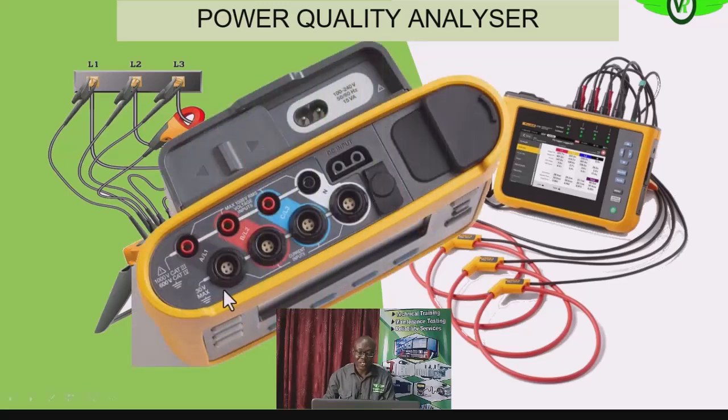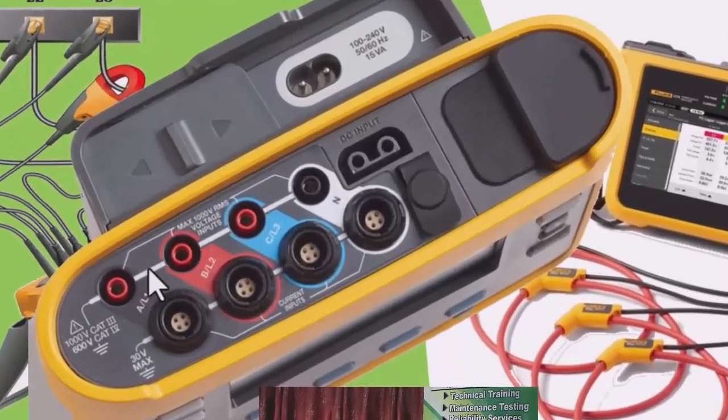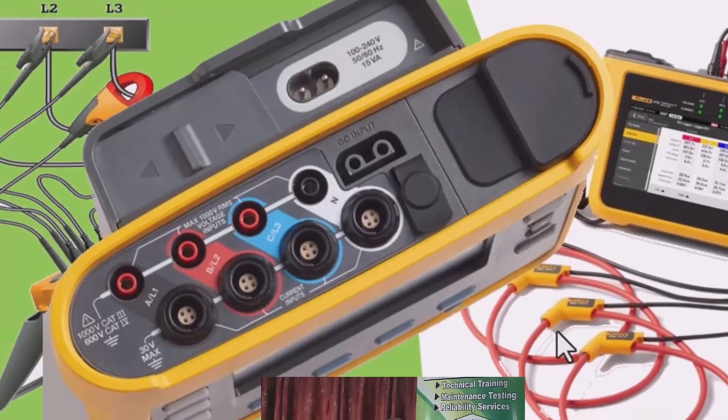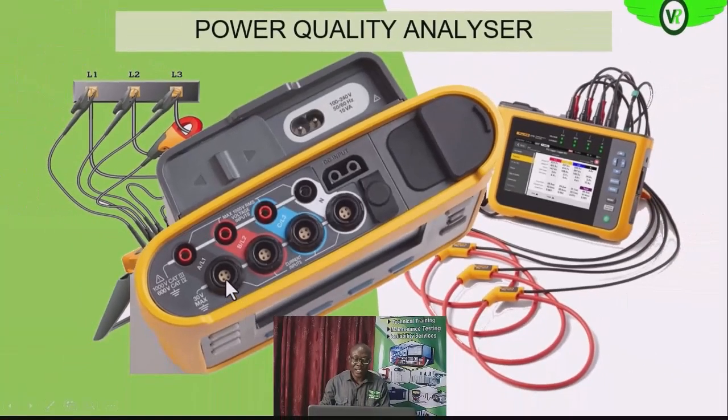That is what you are seeing on your screen now. These are the current inputs, as you can see here, and these are the potential inputs: line 1, line 2, line 3, then neutral. So these probes, you fix them here, 1, 2, 3. Then these probes, you fix them here, 1, 2, 3, and neutral. So the probe that you have here and here, you must take them to line 1.